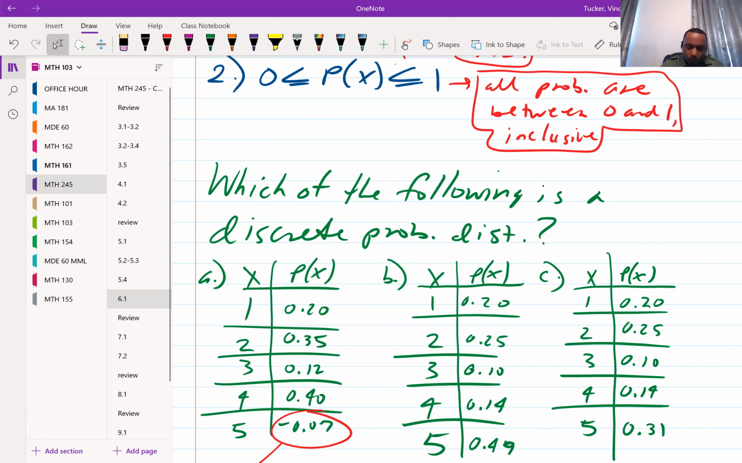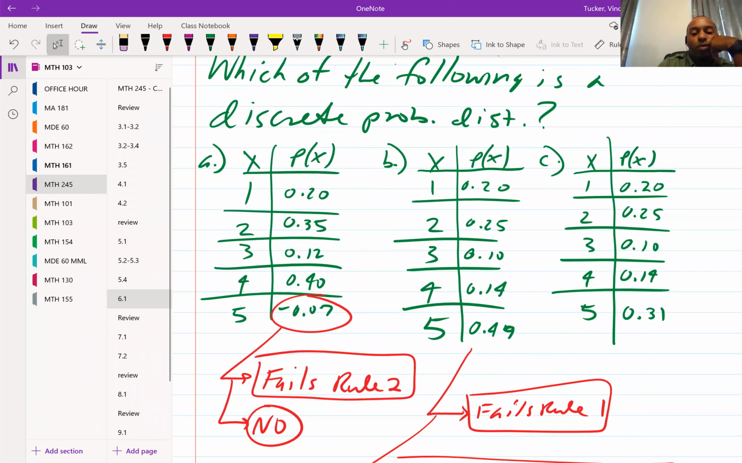All right, so once again, we want to see which one of these is a discrete probability distribution. Well, the first one fails rule 2, because rule 2 says your probability has to be between 0 and 1, and we have a negative 0.07. So that's not a probability distribution. B fails rule 1, because when you add up your probabilities, they're supposed to equal 1. So that's why B is not a probability distribution.